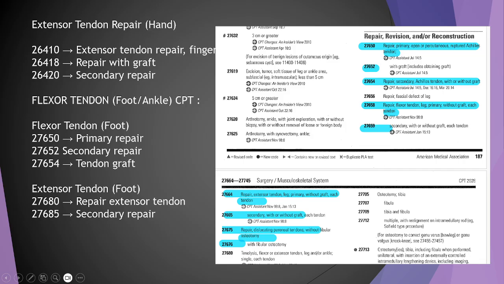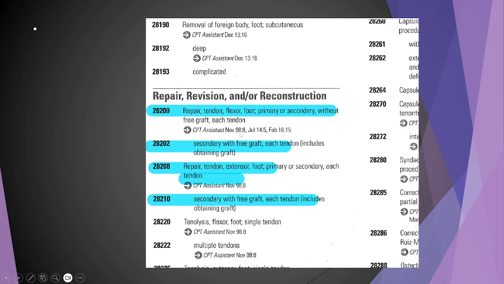So what is the difference between primary and secondary? If the patient comes for the first time, it will be the primary. If the patient is coming for the second time, then it will be the secondary repair. You can see the repair of the flexor tendon of the foot, primary or secondary without the free graft, each tendon 28200, and secondary with the graft, each tendon 28208, that is repair of the extensor foot. So we have to see the location, the primary or secondary, and the flexor or extensor, with the graft and without the graft.